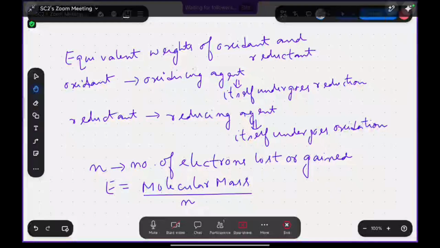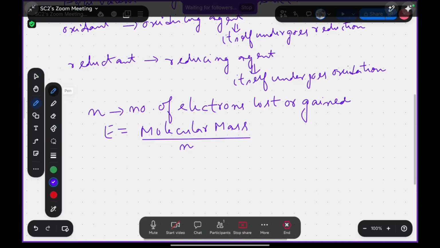Now, what is N factor? N factor for any redox reaction is equal to the number of electrons lost or gained. Now, if I show you an example, say oxalic acid. This is oxalic acid in which each carbon has +3 oxidation state, which changes to carbon dioxide. This is the reaction. Carbon dioxide, why 2 carbon dioxide? Because we have 2 carbons in oxalic acid.